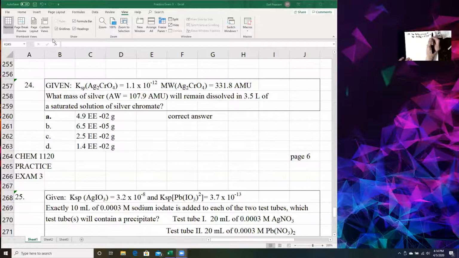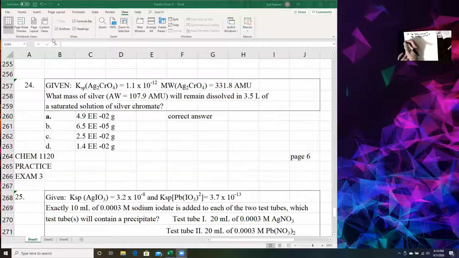I just noticed on your practice exam that the formula for lead iodate has Pb(IO3) in parentheses with the 2, and it's got it superscripted. It should have been subscripted. That doesn't make any sense.